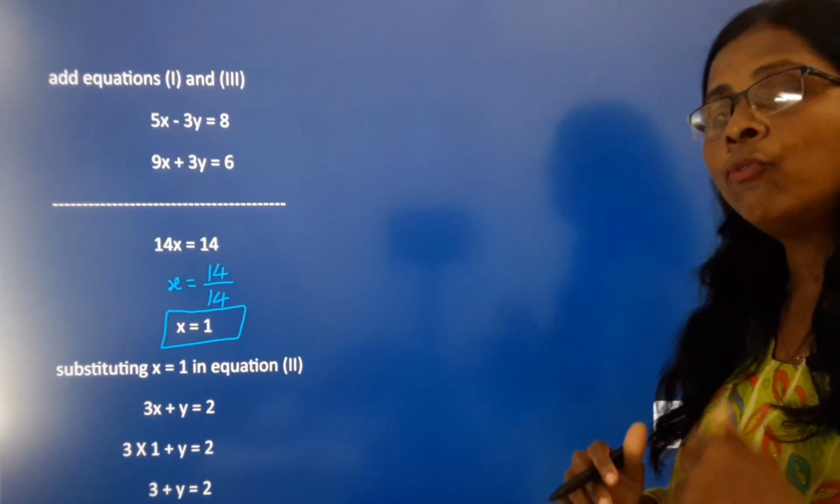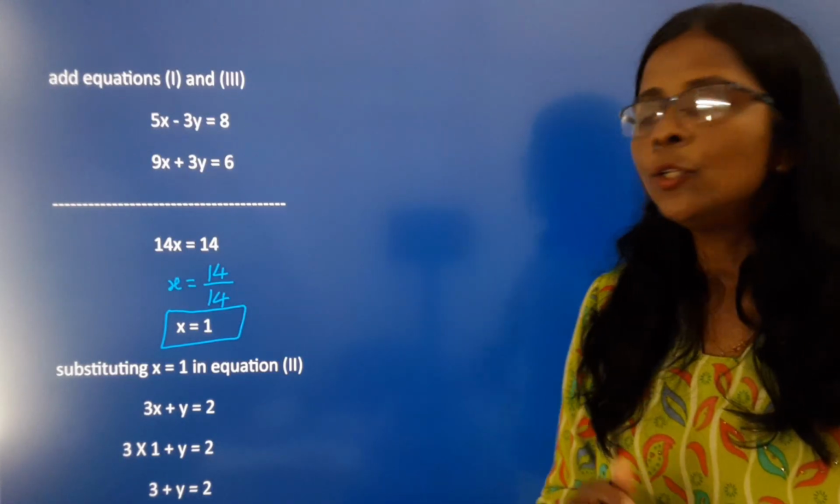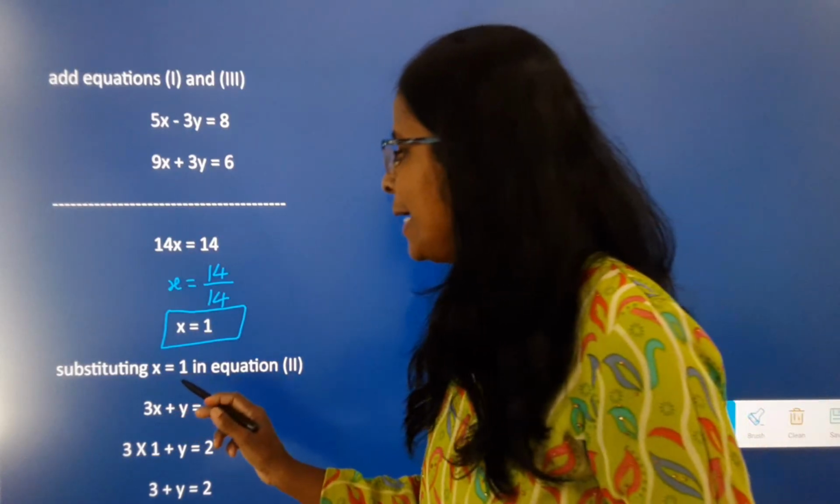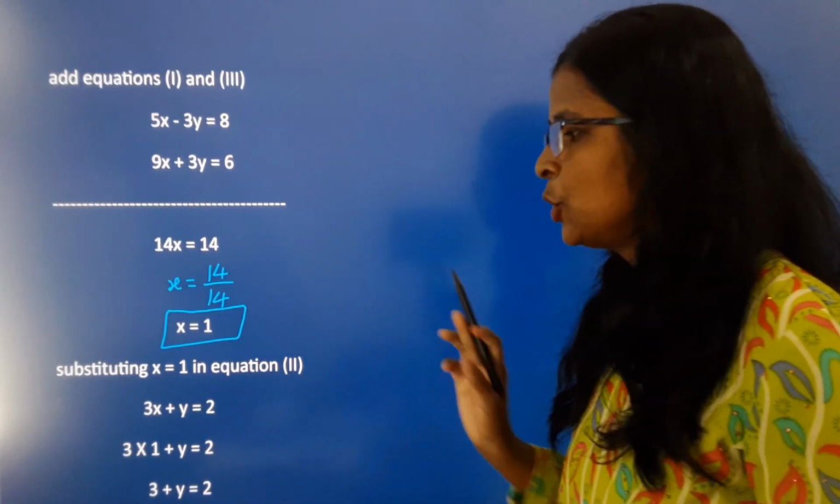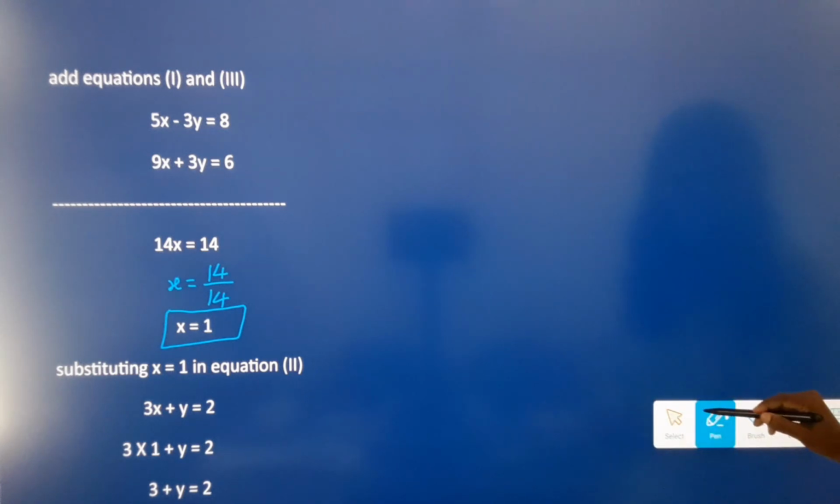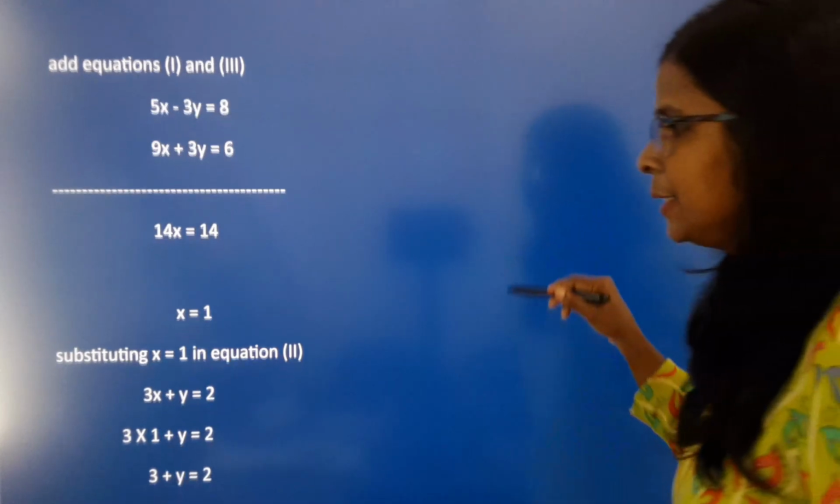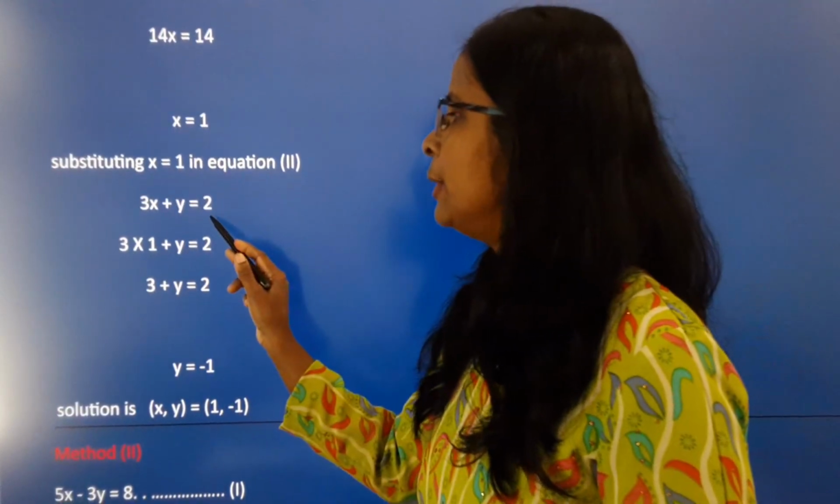Now we have to find out the value of y here. So substituting x is equal to 1 in equation 2. So here the second equation is 3x plus y is equal to 2.